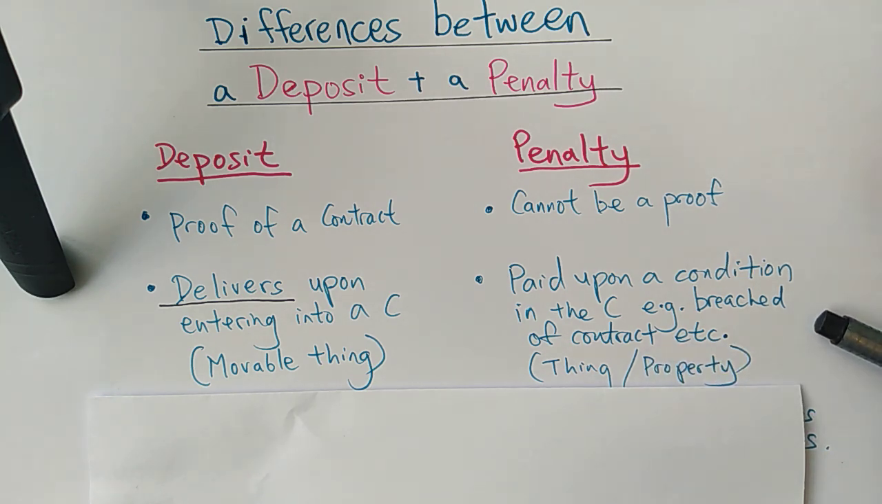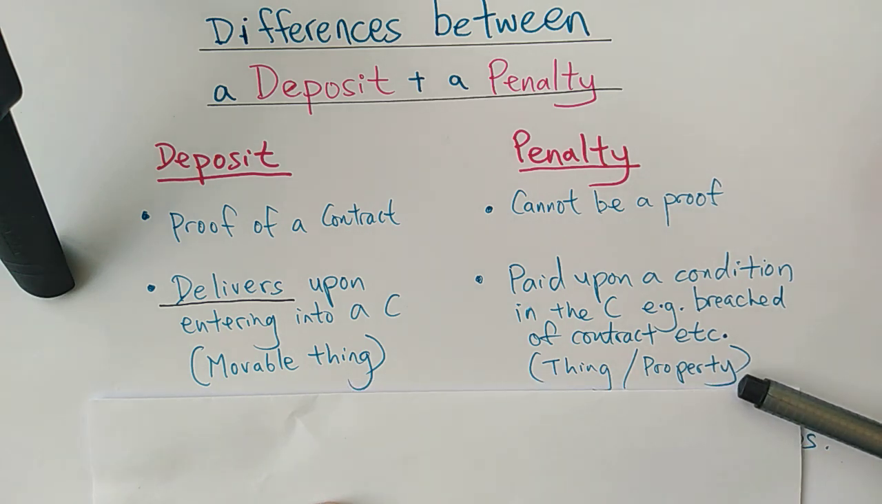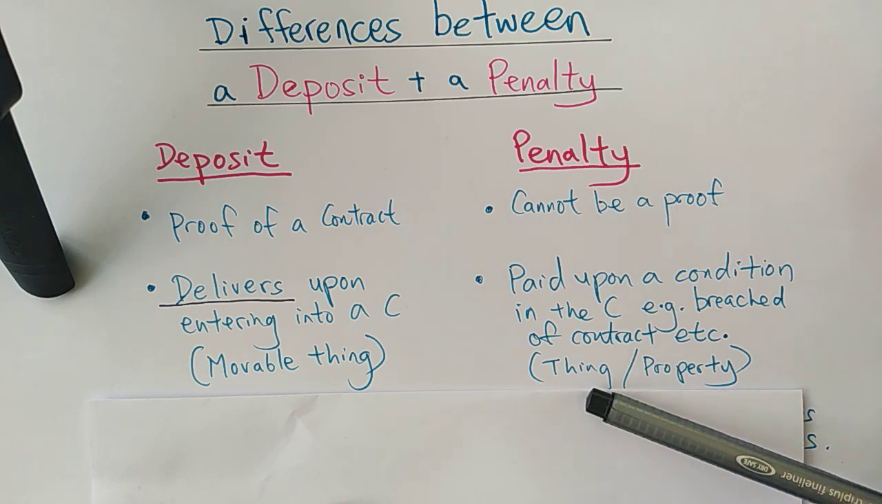So it is something to be paid. It can be tangible. It can also be intangible. This is again a difference. Okay, a penalty can be any kind of thing. It can be immovable even. Yes, the land and the house can be the penalty. It can be sold. It can be transferred.